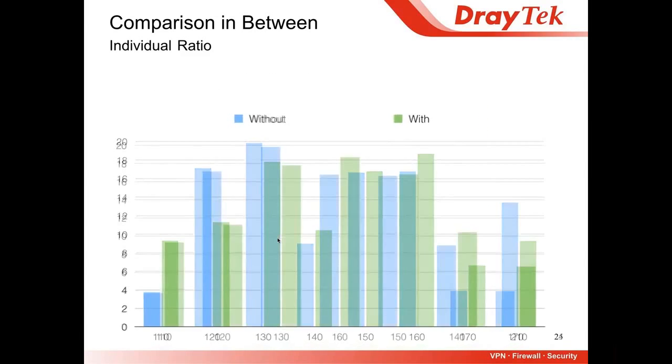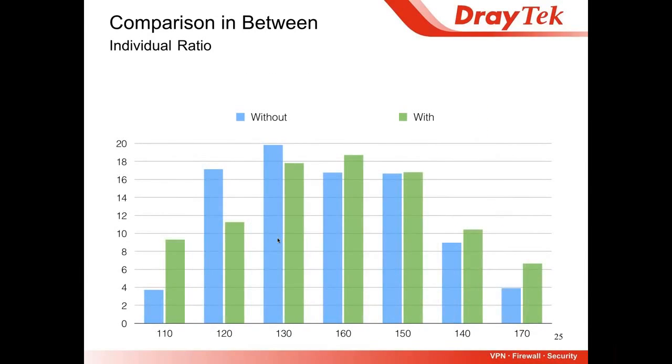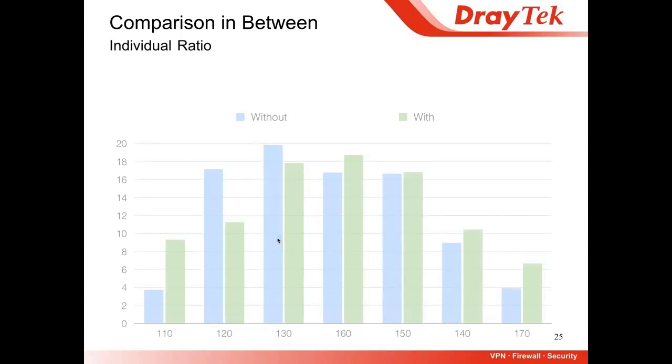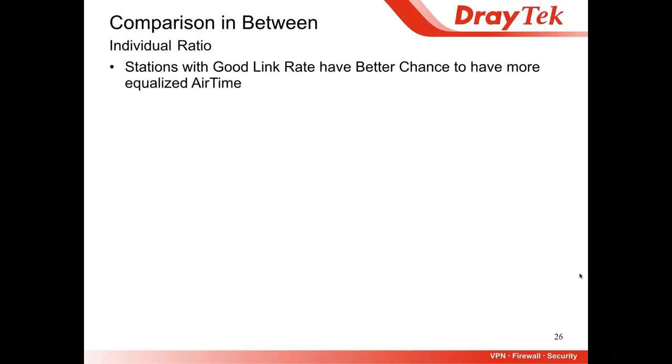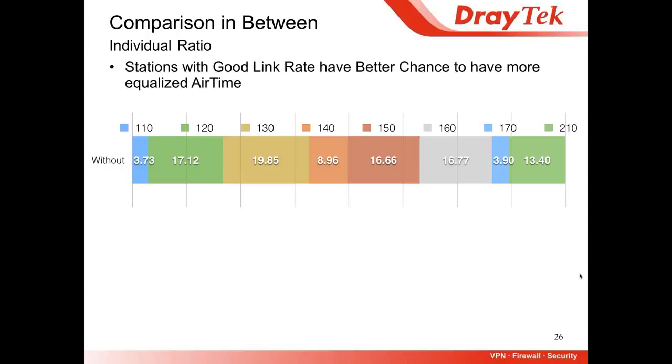Also, we rearrange the sequence and draw this chart again. This time you see the green one is more equalized. It doesn't have the extreme numbers, and they all share a more equalized result. And this is another way to illustrate the percentage of each station.